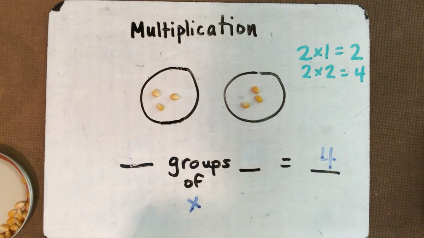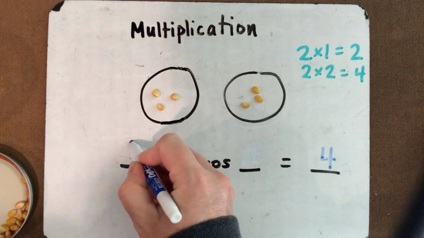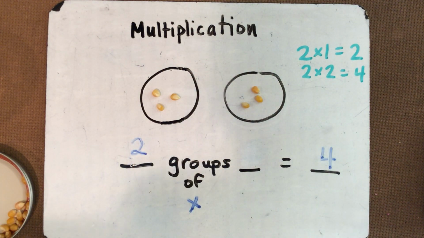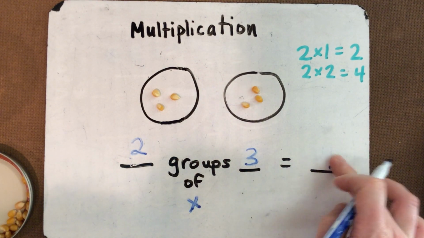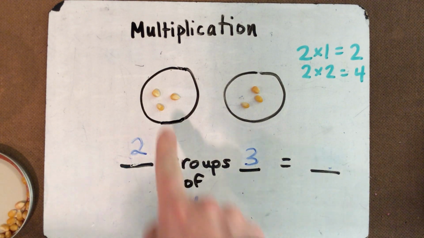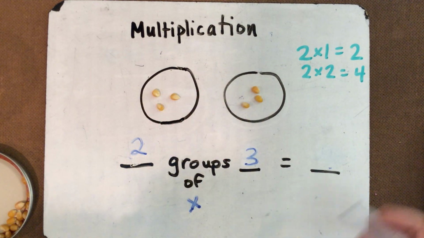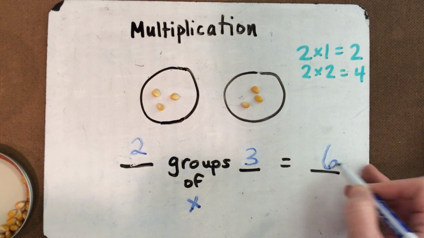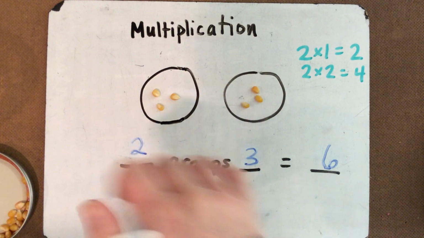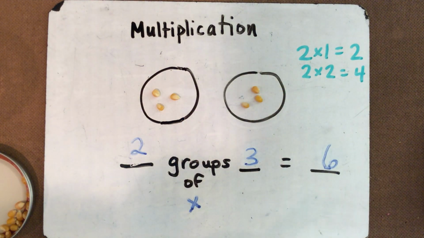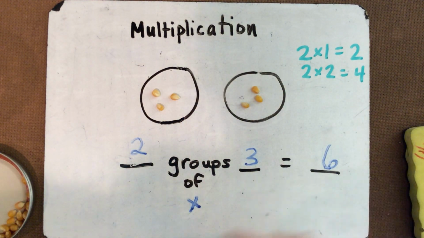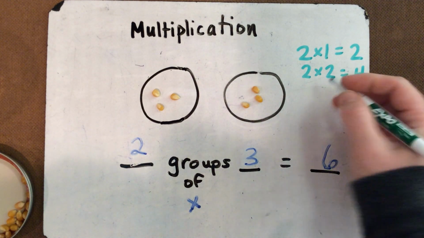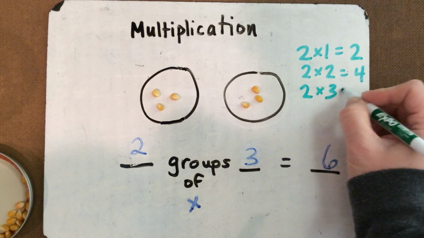Now what? We've got still 2 groups. How many popcorn kernels in each group? They're equal groups. I've got 3 in each group. What is 2 times 3? 1, 2, 3, 4, 5, 6. 2 times 3 equals 6. Again, luckily for us, when we're talking about the 2's times tables, we're talking about repeated addition. Really, we're just doing 3 plus 3. Okay? 2 times 3 equals 6.